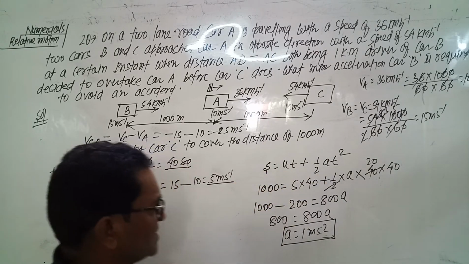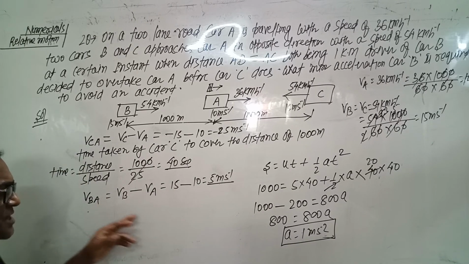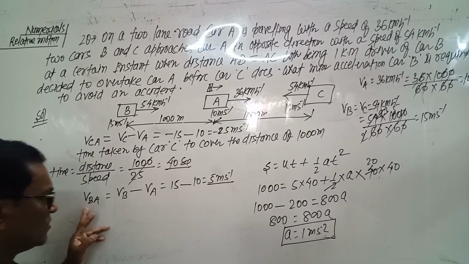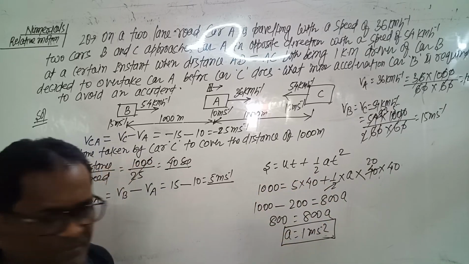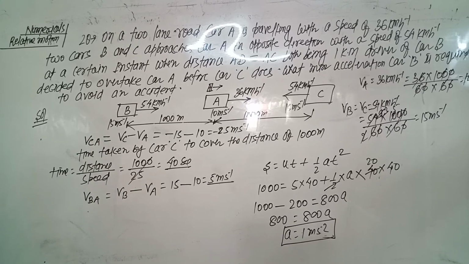S equals UT plus half AT square, and initial speed would be taken as the relative speed of B with respect to A, and time would be taken 40 seconds, and we will find the acceleration.